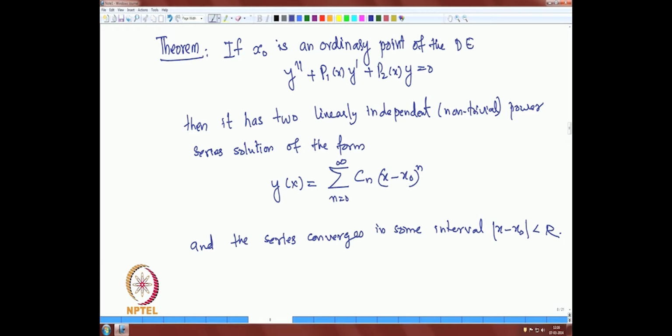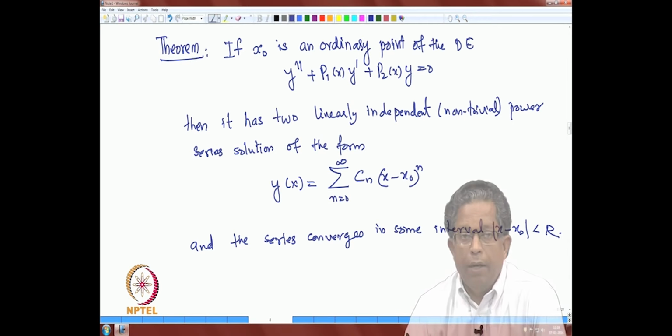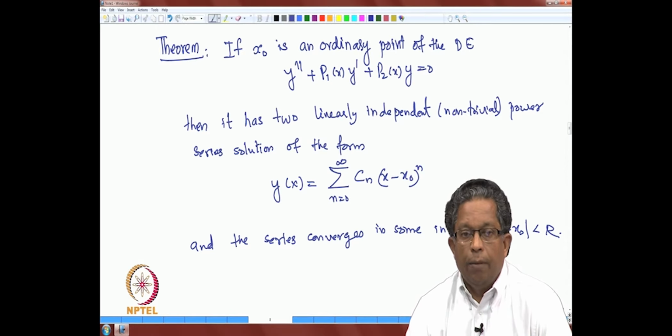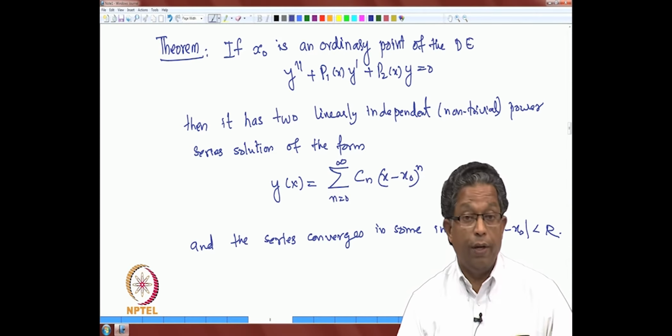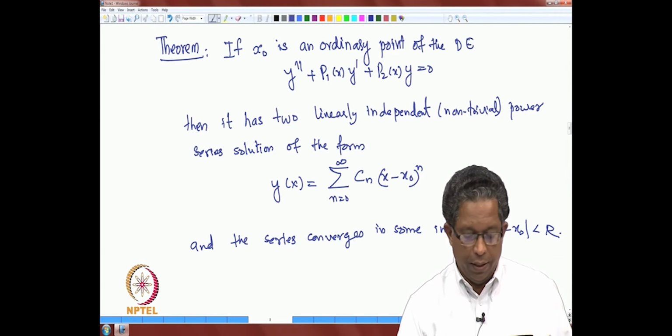So, this is an important theorem, which guarantees the existence of a power series solution to a differential equation. If x0 is an ordinary point of a differential equation, then about that point, if you have a second order equation, we can find two linearly independent power series solutions. So, existence of two linearly independent power series solutions at an ordinary point is guaranteed by this theorem.